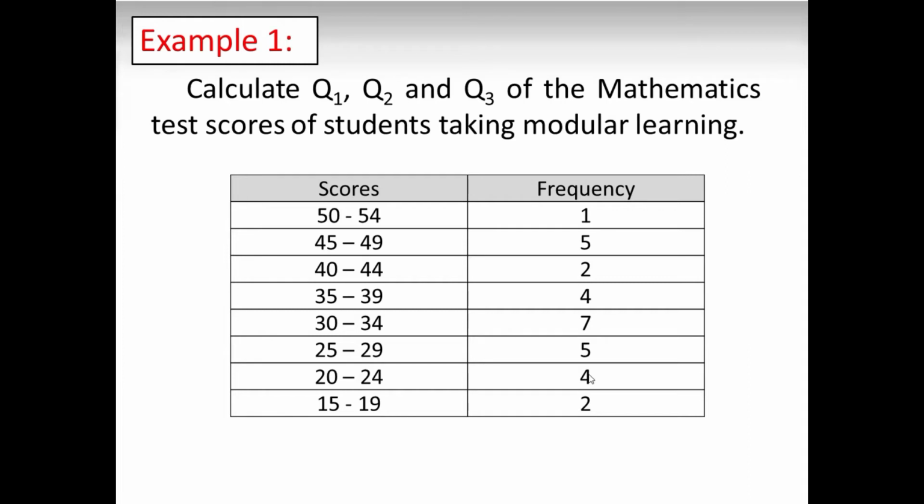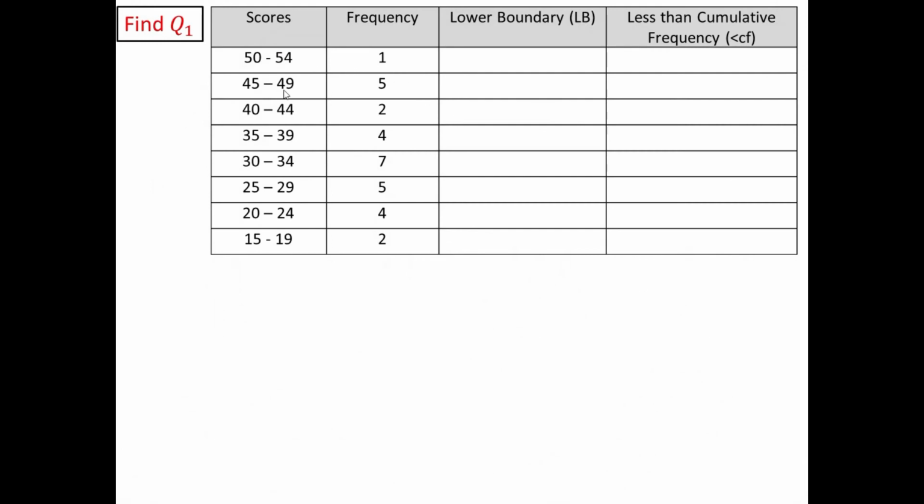So gamitin natin yung ating formula. Pero bago gamitin pala yung ating formula, kailangan magdadagdag ka pa ng additional 2 columns. Yung idadagdag na unang column is for our lower boundary at yung pangalawang column na idadagdag is for the less than cumulative frequency. So pag ginawa natin yon, itong mangyayari. Ang original given natin dito is itong dalawang columns na to, si scores tsaka si frequency. So nagdagdag lang tayo ng lower boundary at saka less than cumulative frequency.